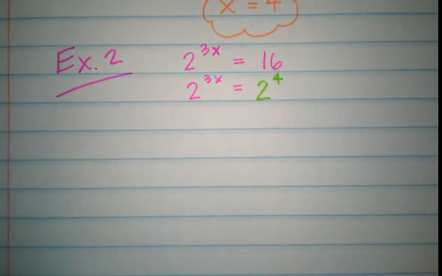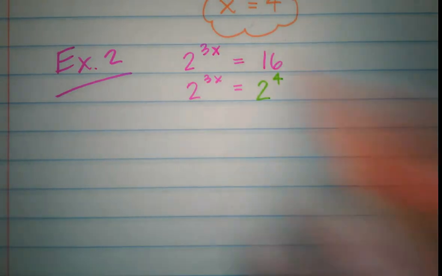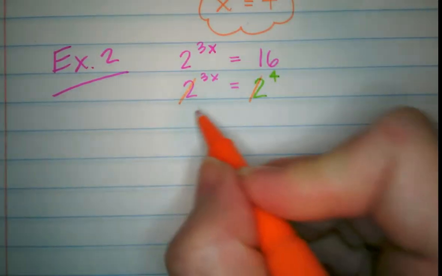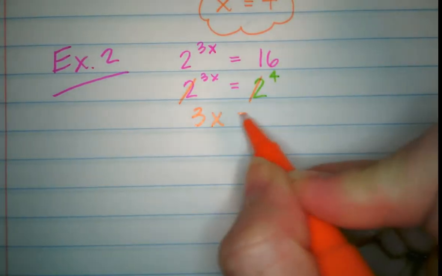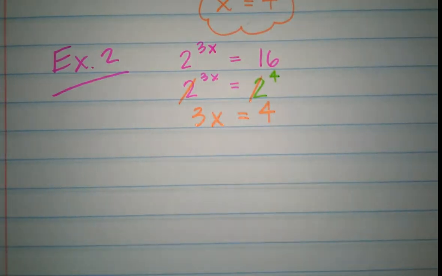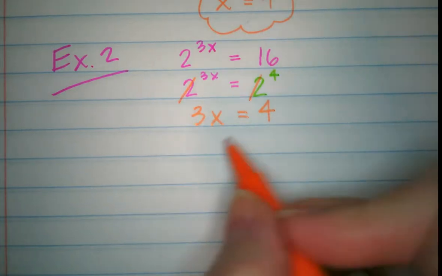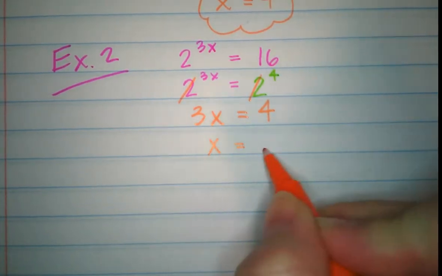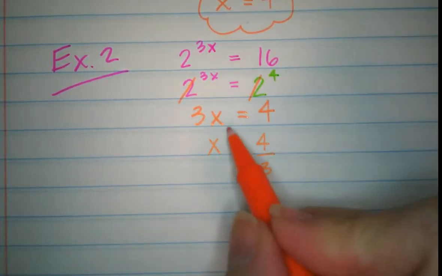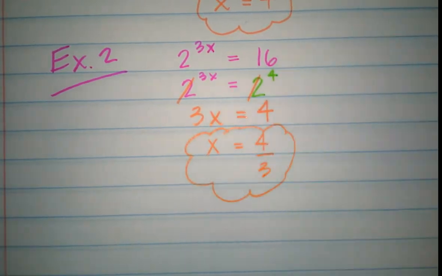And now the bases match. So once the bases match, I'm basically ignoring those and solving the equation that is created from the exponents. So 3x equals 4, divide both sides by 3, so x is 4/3. And there's the answer for that one.